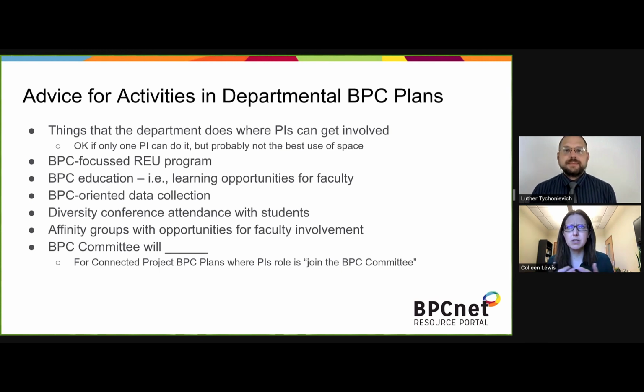Affinity groups within your department. Affinity groups are typically student organizations or staff or faculty organizations that focus on people from a particular identity group. So there might be a Black student group on campus, and there might be a Black student group in computing, and the extent to which faculty can engage with these groups, potentially providing mentorship, even just getting to know the students in the organization, can be another great faculty activity.